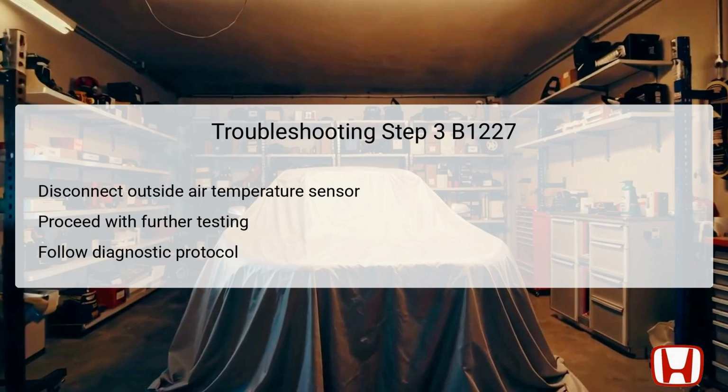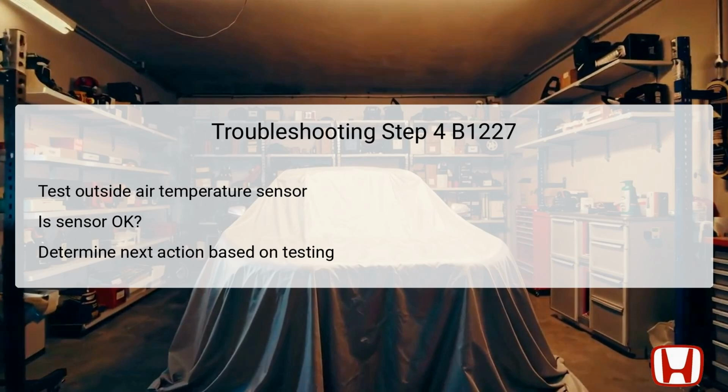The testing may involve measuring resistance or continuity to determine if the sensor is operational and can accurately relay temperature information. Documenting these results will help ascertain whether the sensor itself is at fault or if there are issues elsewhere in the circuitry. If the sensor fails the test, it will require replacement to restore proper function. Testing the outside air temperature sensor will determine whether it is functioning correctly or needs replacement.